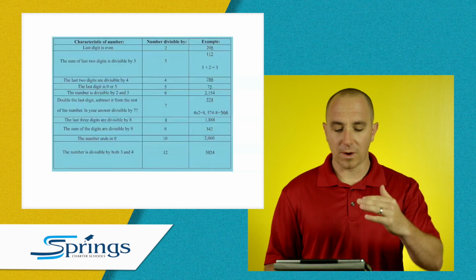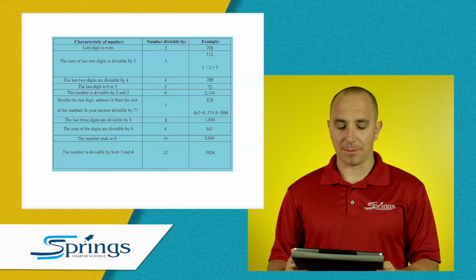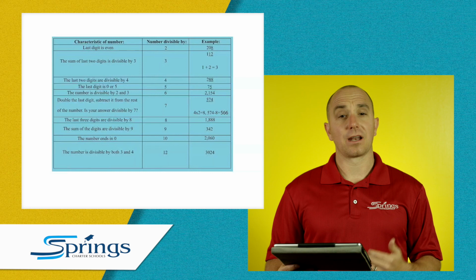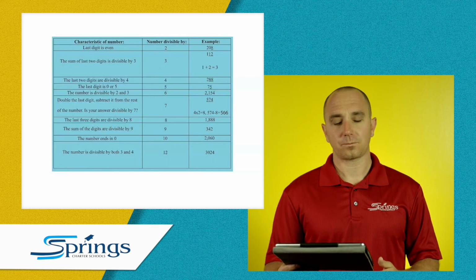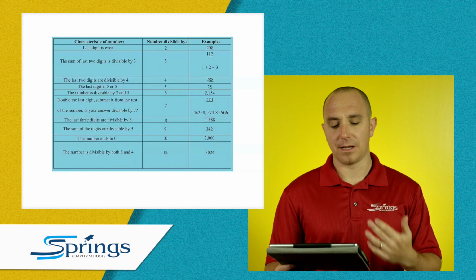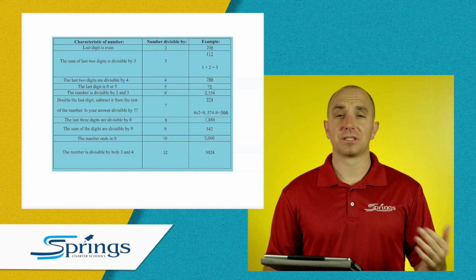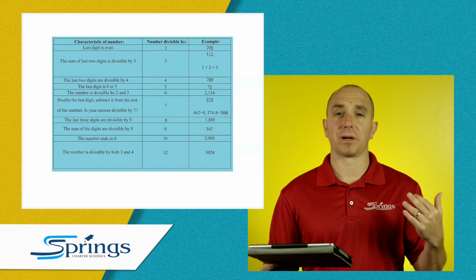All right, so here's another way of looking at it, and there's a little example there. Remember, the 7 was kind of the trickiest one, so I'm going to look at that one again. You double the last digit, you subtract it from the rest of the number, and if your answer is divisible by 7, then the whole number is divisible by 7.